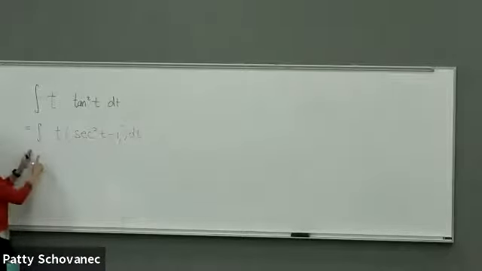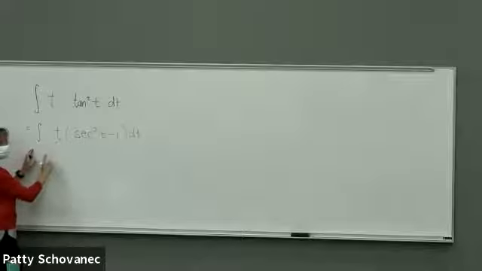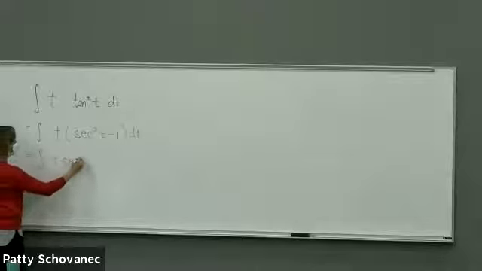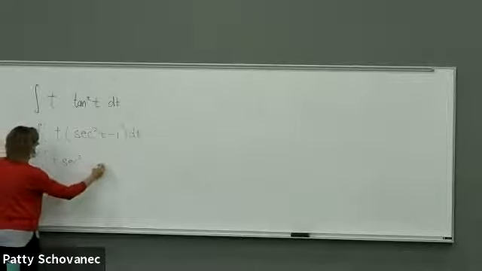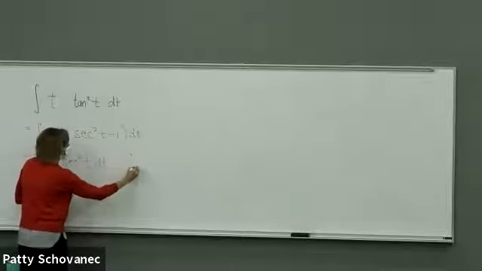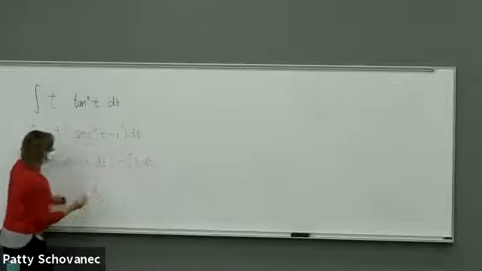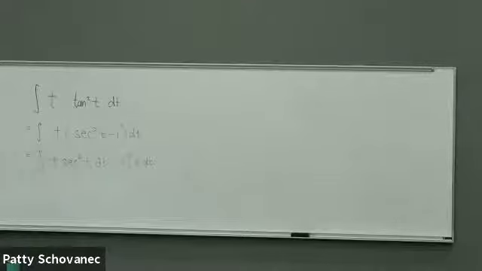And make this as two integrals. T times secant squared minus the integral of t. Is that okay?